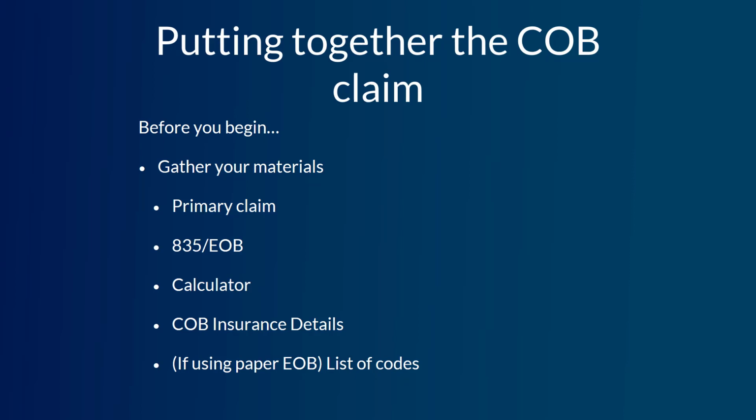The next to last bullet point is about COB insurance details, by that I mean the subscriber details. So the secondary insurance subscriber, their subscriber number, the name, birth date, gender, address, all of that information about the secondary insurance will be needed. Now, if you are using a paper explanation of benefits or EOB and transferring it into an electronic COB claim, you will also need a list of codes, and I'll show you where to get those a little bit later on in the presentation. But this is part of going from non-standardized to standardized codes.